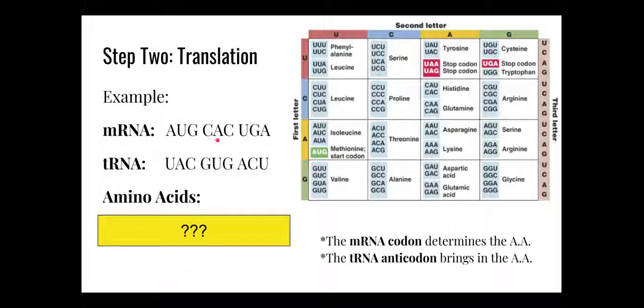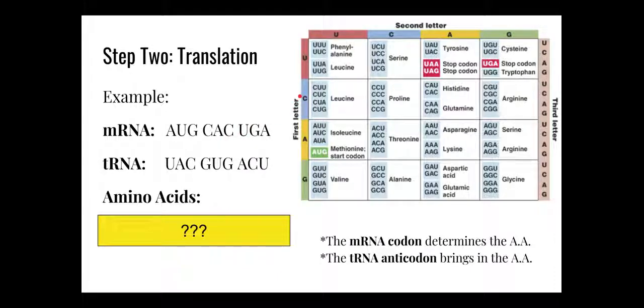And we're going to look for C, A, C. So our first letter is a C, so I'm going to go to the column that has a C as its first letter. So we're somewhere in this row. Then I'm going to go to my second letter. My second letter is an A.